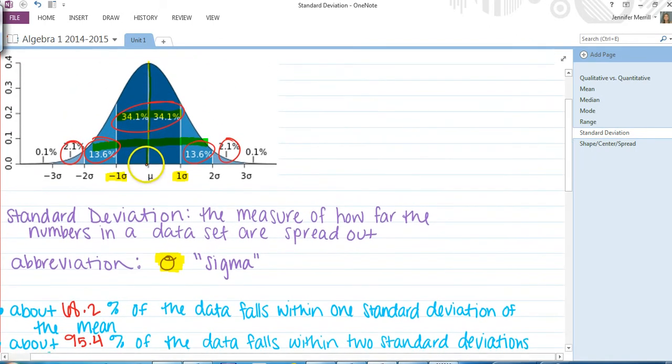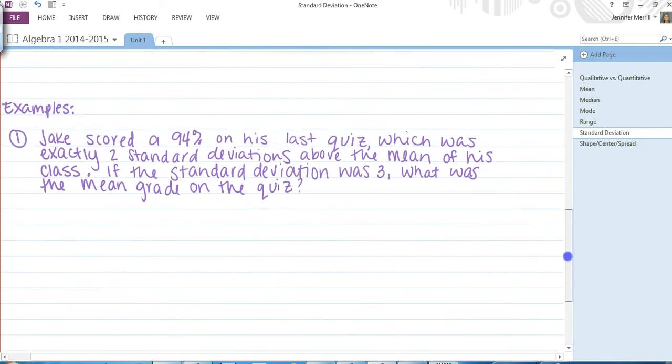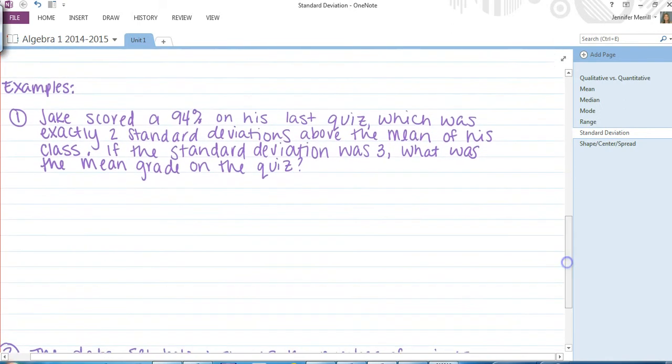So if our average is right here and we're asking about one standard deviation, then this is the 68.2% that falls within that one standard deviation. So I have two examples. One example is Jake scored a 94% on his last quiz, which was exactly two standard deviations above the mean of his class. If the standard deviation was 3, what was the mean grade on the test?